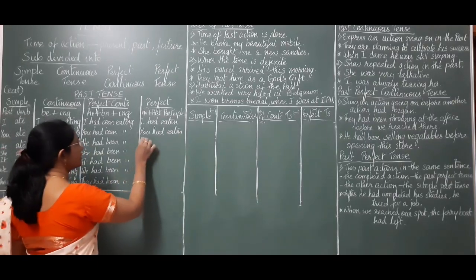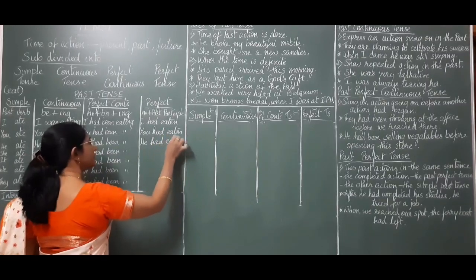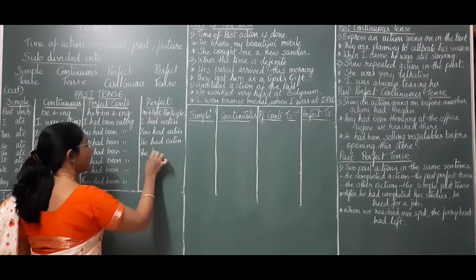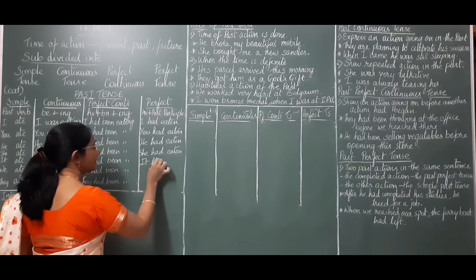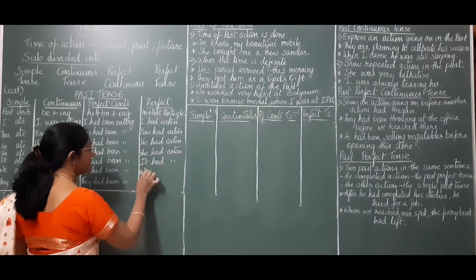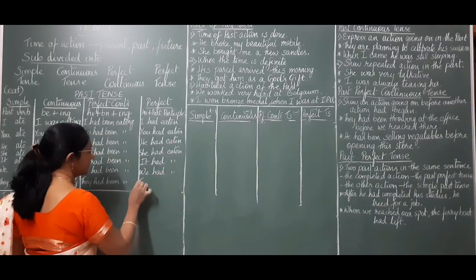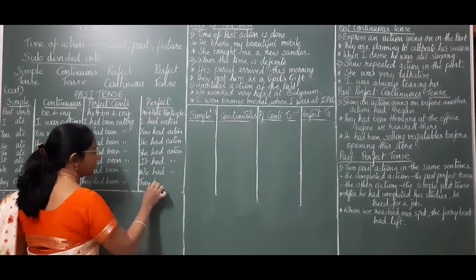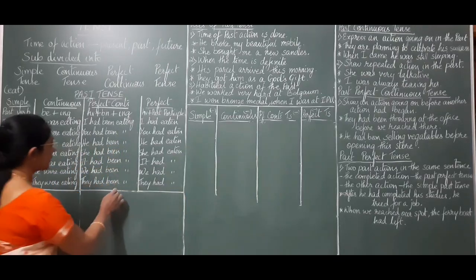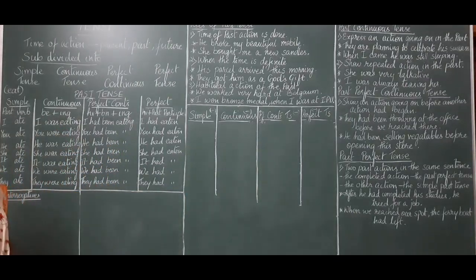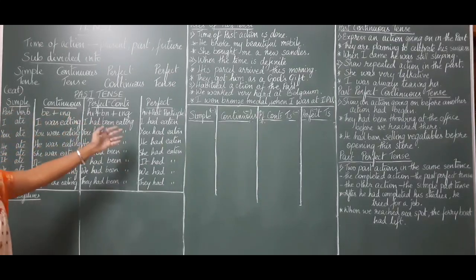He, third person singular, had eaten. She had eaten. It had eaten. First person plural, had eaten. They had eaten. That was all about the positive past tense with the subtenses.